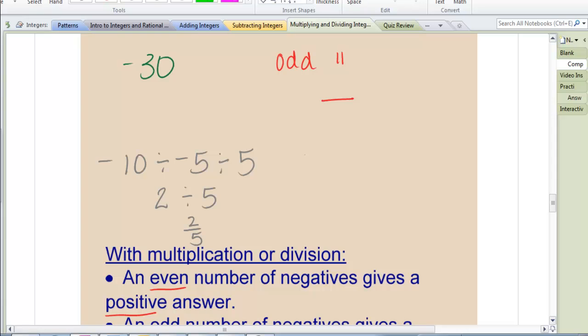Now, if I did this problem and I did not watch my order of operations, because some people might look at it and think, geez, I want this to come out nice. So they may think, let's divide negative 5 by 5 first, which would give us negative 1. Negative 10 divided by negative 1 would give us 10. So notice how you get a completely different answer.